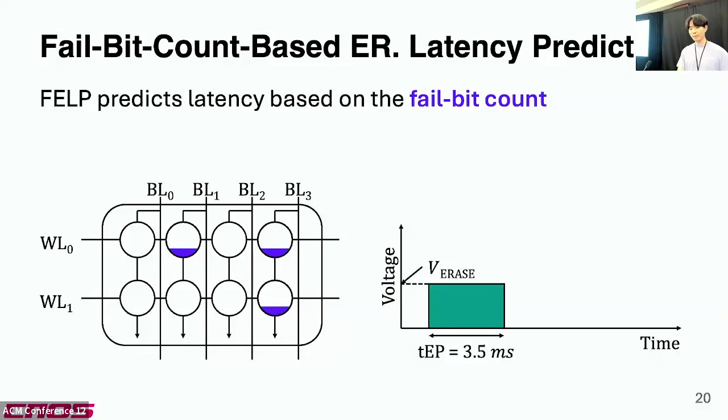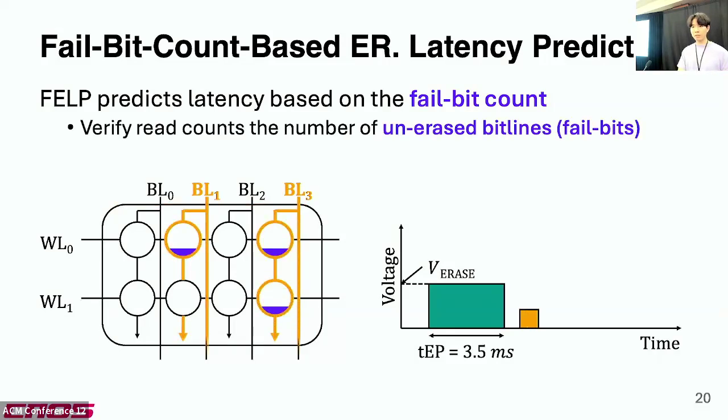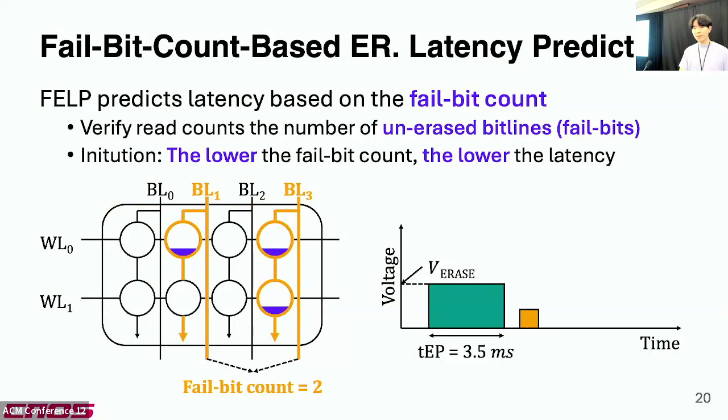To estimate erase latency, we propose fail-bit-count-based erase latency prediction, called FELP. As I explained, verify read checks if a block is completely erased. It does so by counting the number of unerased cells in each bit line, which we call fail bit count. We hypothesize that the lower the fail bit count, the lower the latency will be for the next erase pulse, because the fail bit count would increase as more cells are insufficiently erased.